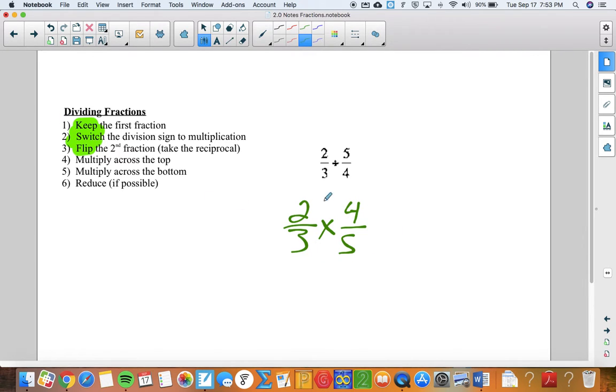Now it looks just like our first example. What are we doing to these two fractions now? We're multiplying. So we use the rules from the last example. You multiply across the top, you get 8. Multiply across the bottom, you get 15. Boom. That is the right answer.